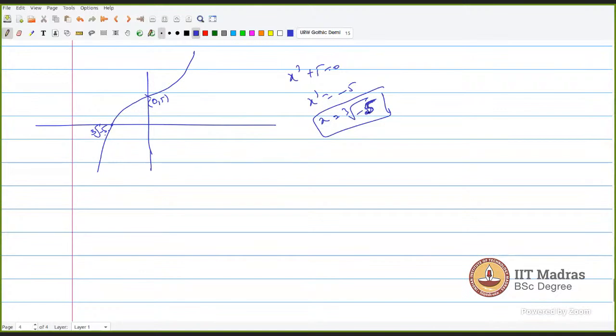No, see, it's a cube root, not a square root. Square root of a negative number is not allowed, but cube root of a negative number is allowed. So this is actually minus the cube root of 5. Is it an element of the real numbers? Of course. So x is minus cube root 5.